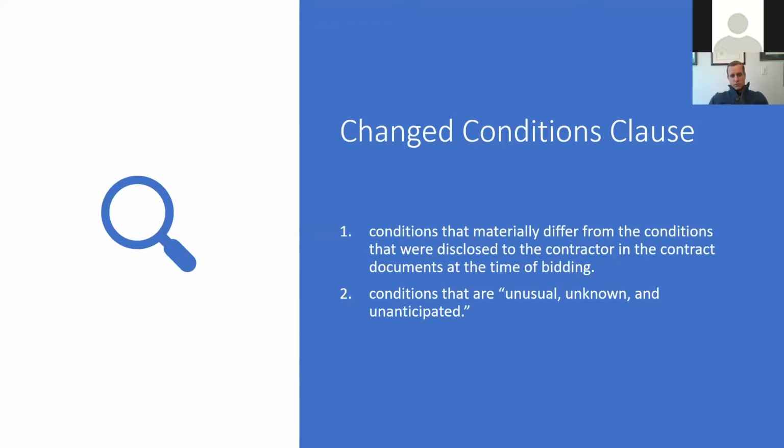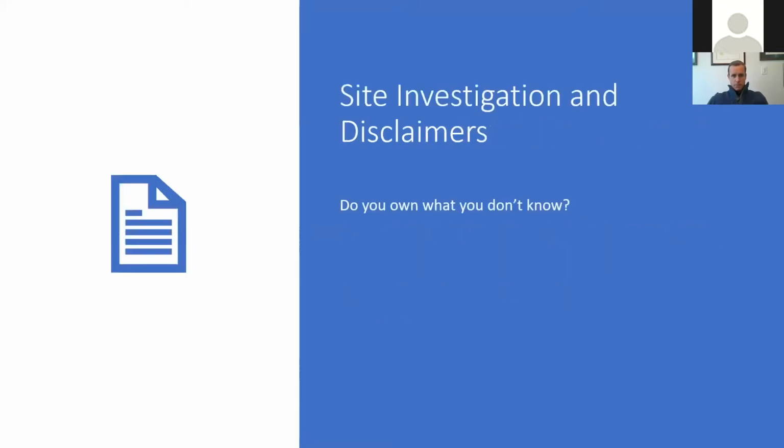So that's the first. They're the two types of examples that if you have a change conditions clause in the contract, that's when you'll be compensated if you encounter those two types of conditions. Now, there are many contracts that don't have change condition clauses. And when I'm representing an owner and I'm asked to draft a contract, I'm trying to shift as much risk down to the contractor. And I don't want my owner having to pay for a bunch of change orders at the end of the project when they've paid an architect to prepare drawings.